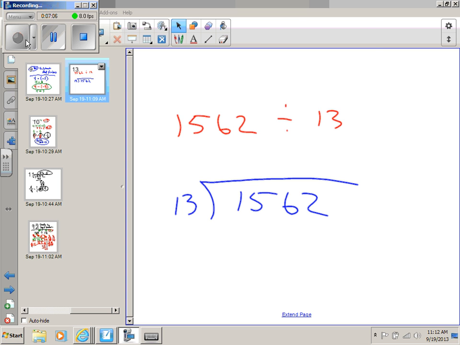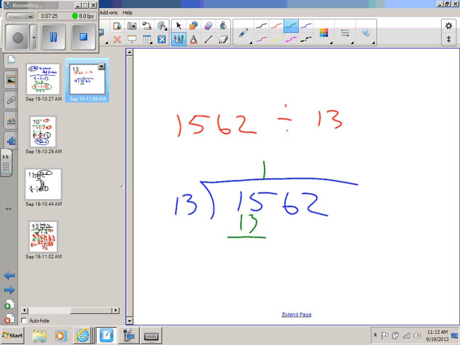Okay, step by step, I'm dealing with a 13. It's 13 going into 15. How many times? Once. So that 1, we have to make sure it goes over the 5 in 15. So there's my 13. I subtract. There's 2. Drop the 6. How many times is 13 going into 26?